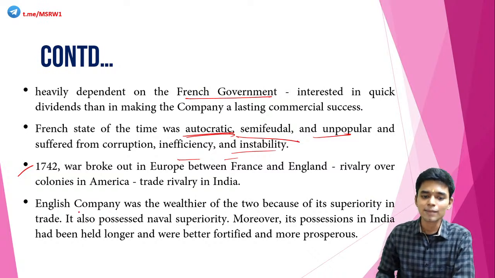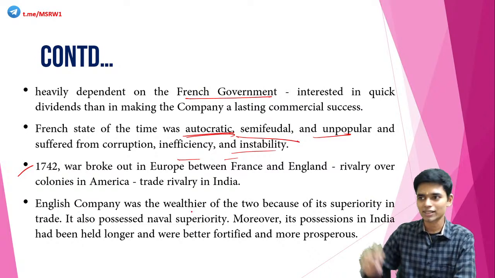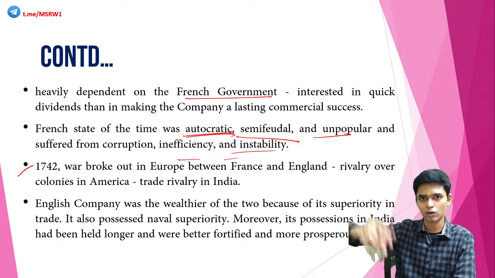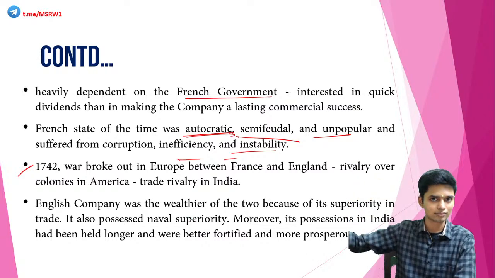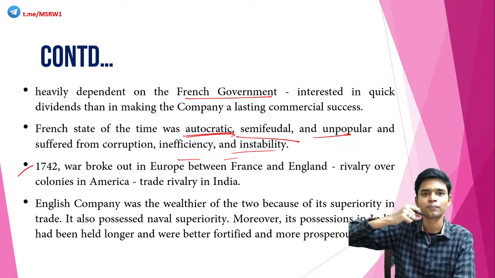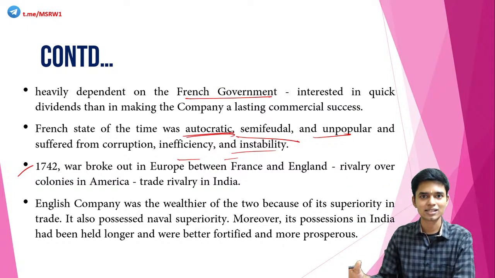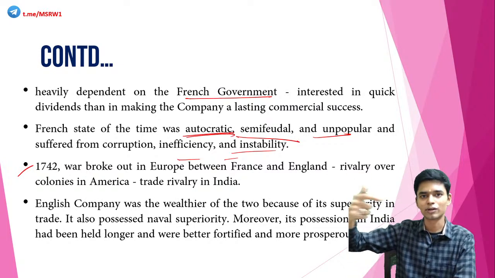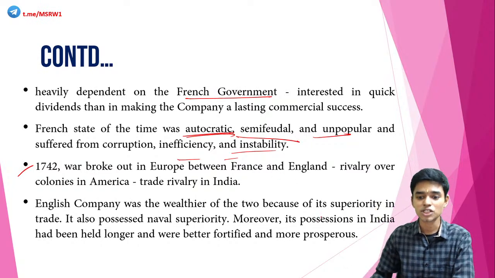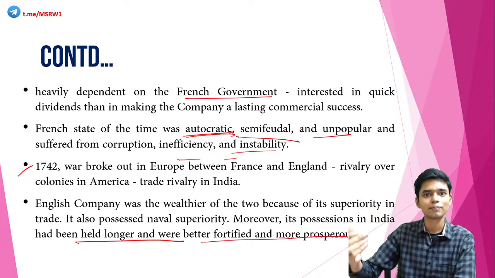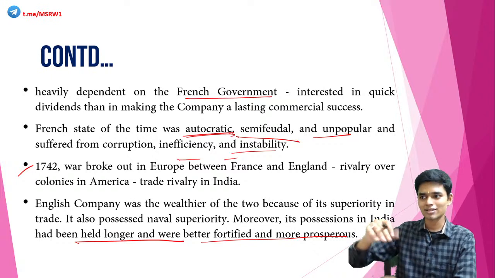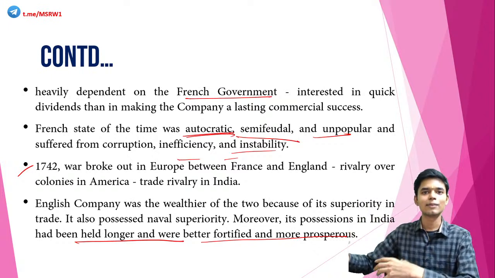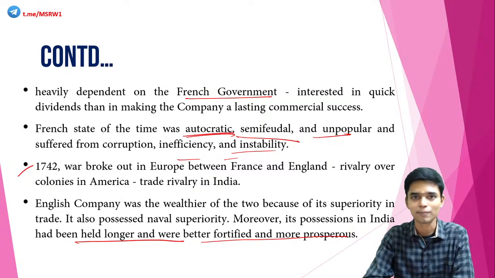The English company was wealthier of the two companies because they had already established their foothold, where they had already fortified Bombay and Madras, and they also had Bengal now. So they were already very much established. They had already conducted huge amounts of trade, so they were very much wealthy compared to the French factory. Their positions in India had been held longer and were better fortified and more prosperous. The British arrived in India before the French did, so that advantage gained them a lot of space in future battles.